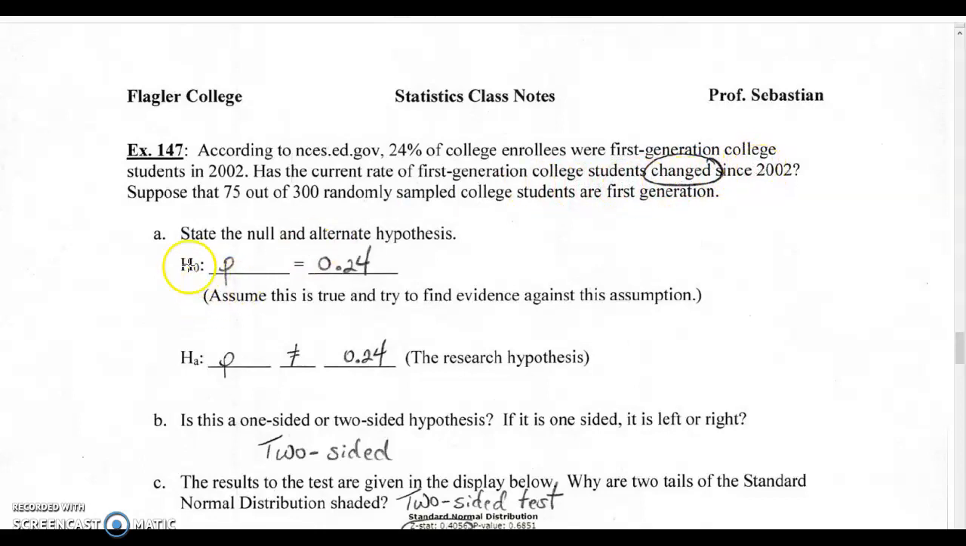So the information we have from the past will be our null hypothesis. So H naught, or the null hypothesis, is P equals 0.24. That's what it was back in 2002. Then our alternative, what we're trying to see is, has it changed? Now change just means different. It doesn't mean it's greater than or less than, so we use the not equal sign in our alternative. So the alternative hypothesis is P is not equal to 0.24.